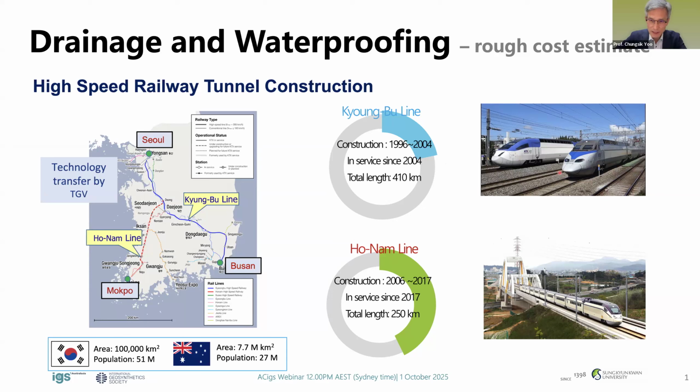And building on that success, another line, which is Honam line, was constructed. Connecting Seoul to Mokpo. Mokpo is probably maybe fourth largest city or fifth, the southern part of Korea. And this line was completed and put into service in 2017, more recently. Okay. So these two lines form a 660-kilometer high-speed railway network in Korea.